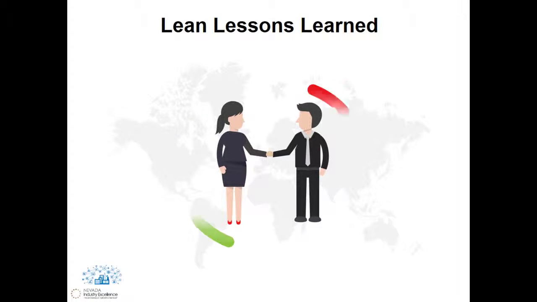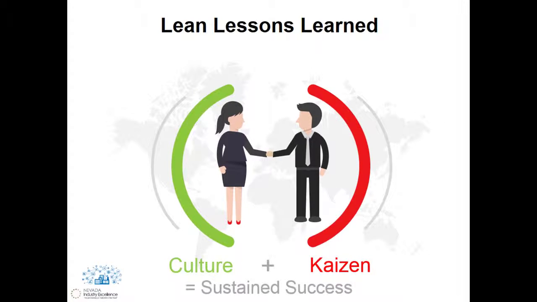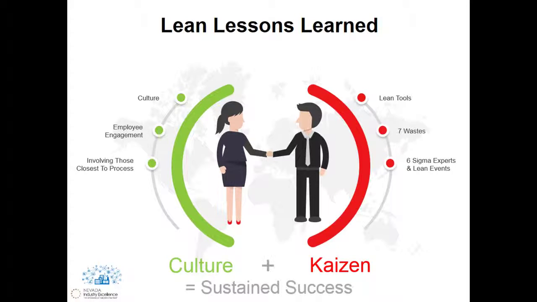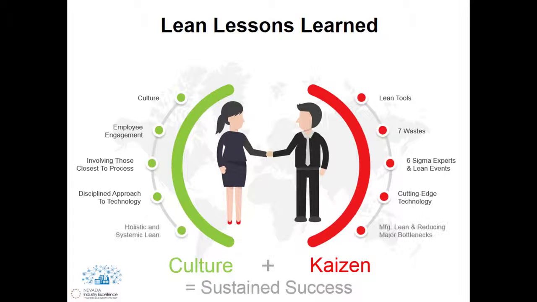The lesson to be learned from all of this is that when you take lean tools and put them together with the right culture, your company will achieve sustained success. Eliminating the 7 wastes along with engaging employee creativity. Kaizen events by Six Sigma experts along with daily improvements by those closest to the process. Cutting-edge technology along with a philosophy of using it wisely. And reducing bottlenecks on the shop floor combined with systemic and holistic lean will give you a competitive advantage that's hard for others to duplicate.